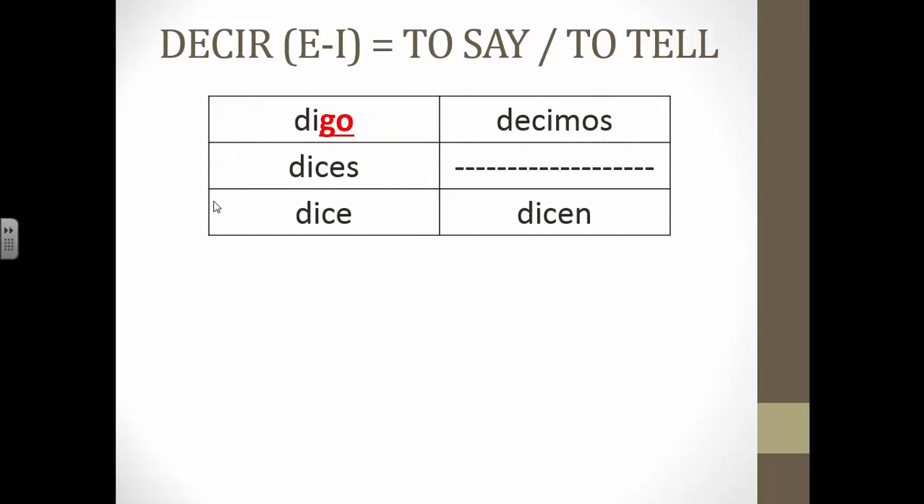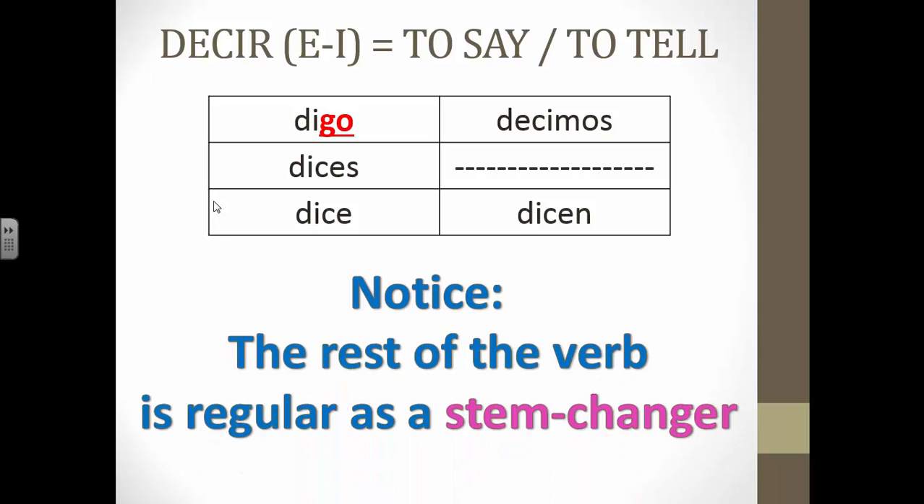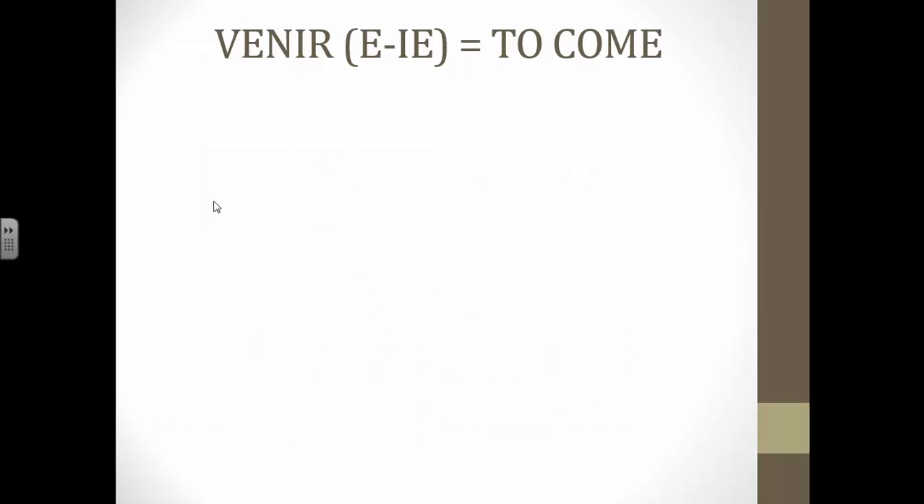Now remember, decir is an E to I verb, so we're going to stem change that E to I in all forms except nosotros. So make sure you mark down that decir is to say or to tell, and then also write the forms. Okay, so we have digo, dices, dice, decimos, and dicen. Again, remember that this is a stem changing verb, so you have multiple things you need to do when you're conjugating decir.